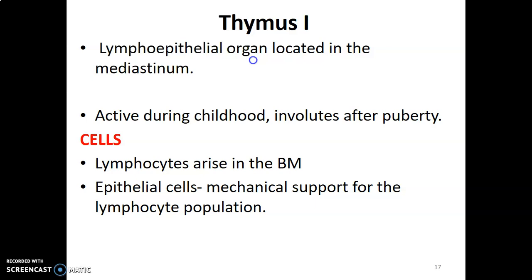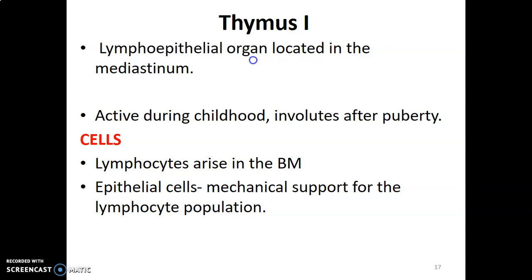So the thymus is a lymphoepithelial organ. It's located in the anterior mediastinum of the thorax, and it is usually active during childhood. When you reach puberty, the thymus usually involutes, meaning it is replaced by adipose tissue.